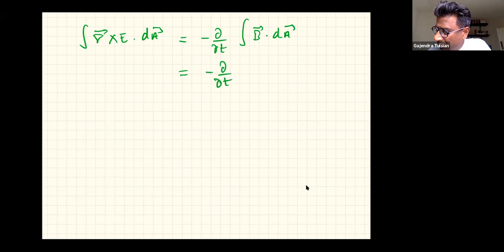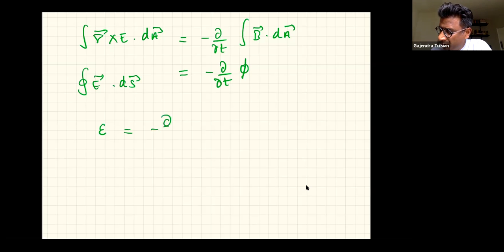This term here is called the magnetic flux, denoted by phi. And the left-hand side turns into a line integral, and this is the induced EMF along the curve. This is along a closed curve, and that's equal to minus del by del t of the magnetic flux.